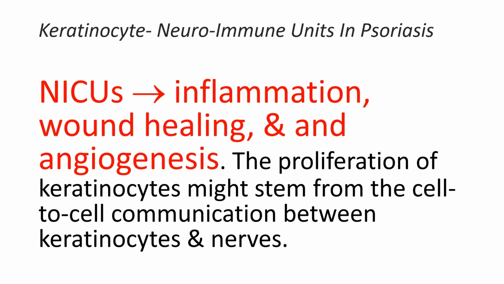Neuroimmune cell units have become significant structures facilitating complex processes like inflammation, wound healing, and angiogenesis. Actually, in the epidermis, there is a co-localization of neuroimmune cell units. Certain studies have suggested that the proliferation of keratinocytes might stem from the cell-to-cell communication between keratinocytes and nerves, demonstrated by adding nerves into a human skin equivalent.